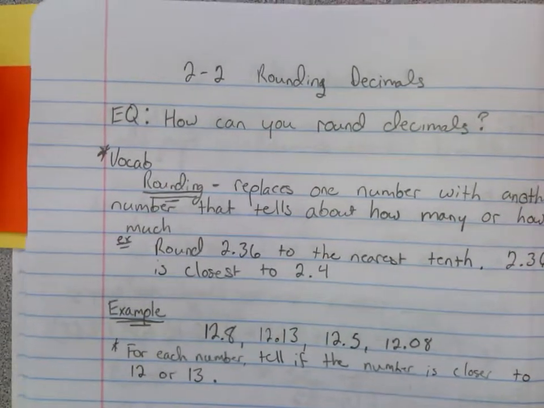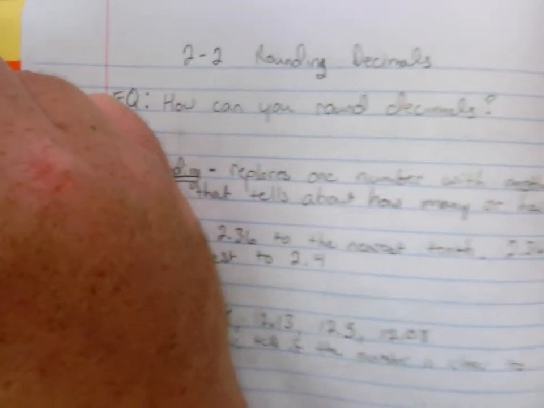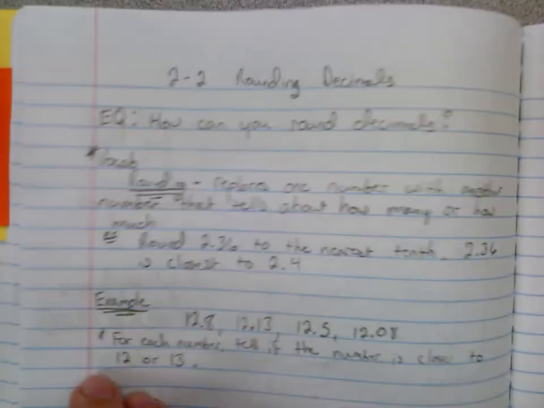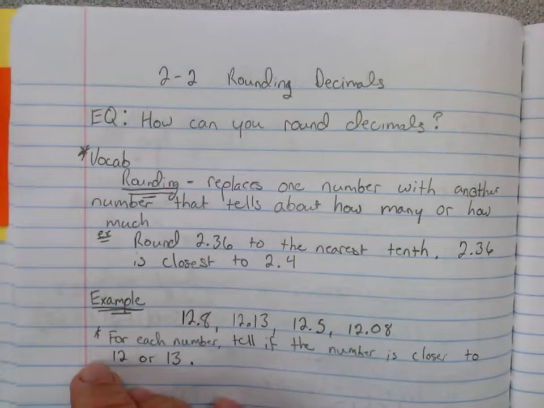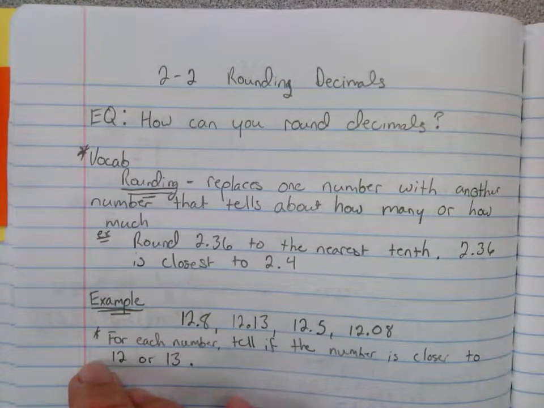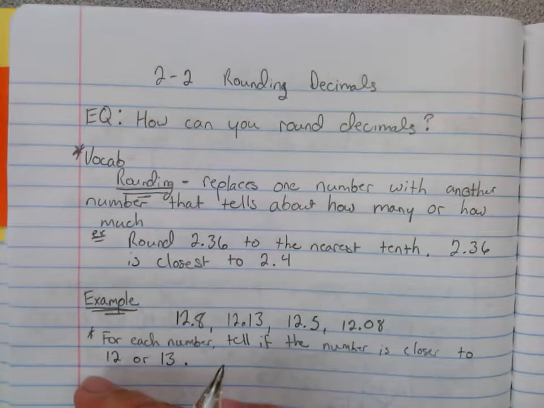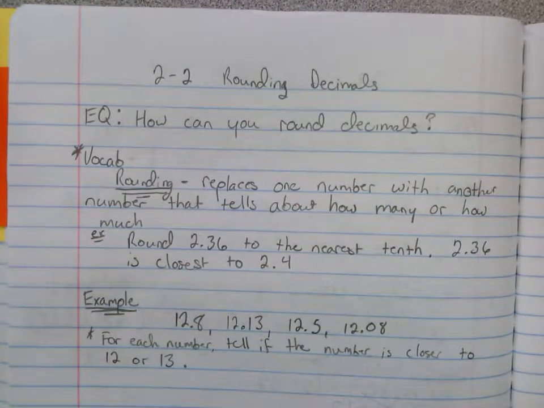So today's topic is on rounding decimals. Now we've all rounded whole numbers before. You already know how to compare whole numbers and decimals. Today you'll learn how to replace a decimal with another number that tells about how many or how much and is easy to use in computation.